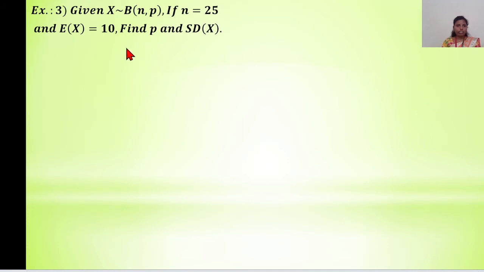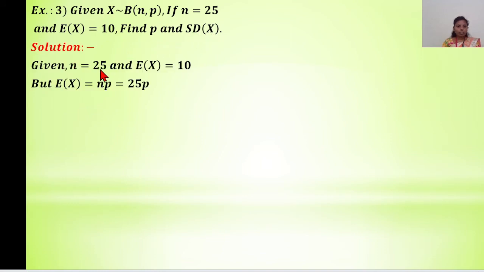Now let us see our third example. Given x follows binomial distribution with parameters n and p. If n is equal to 25 and E of x, that is, the expected value of x, is equal to 10, find p and the standard deviation, that is, SD of x. Let us see the solution of that example.